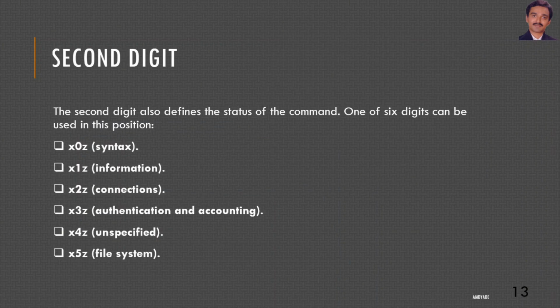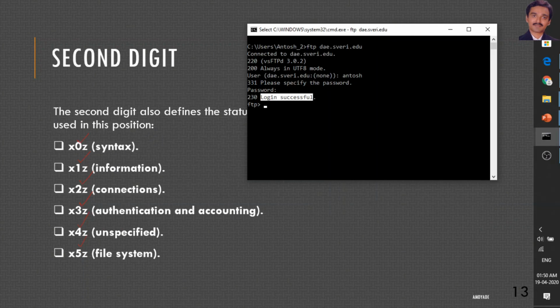Let us see the second digit. It also defines the status of the command. One of 6 digits can be used in this position. If it is 0, it is syntax. 1, information. 2, connection. 3, authorization and accounting. 4, unspecified. 5 is file system. Like here you can see the 3 is for authorization and accounting. Again here 3 is for authorization and accounting, and here 0 is syntax. Here 2, it is connection. Connection is established, so 2 is connection.